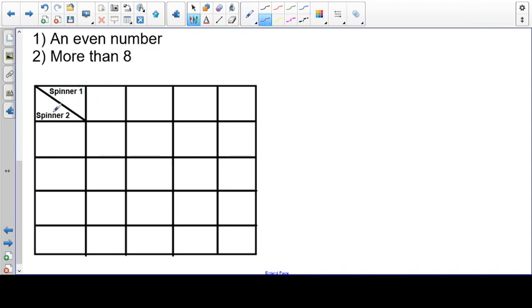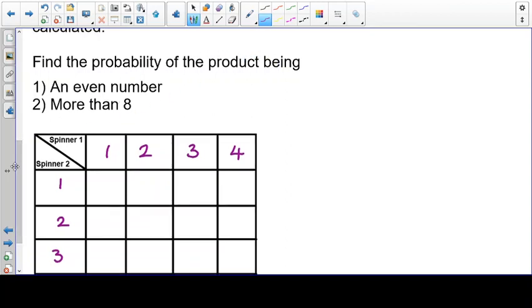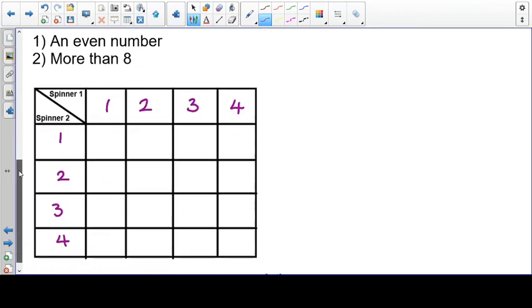We've got spinner 1, spinner 2. So in the top row are all the outcomes from spinner 1. And then in the first column are all the outcomes from spinner 2. So each spinner is numbered from 1 to 4. And then we've got to find the probability of the product being those.